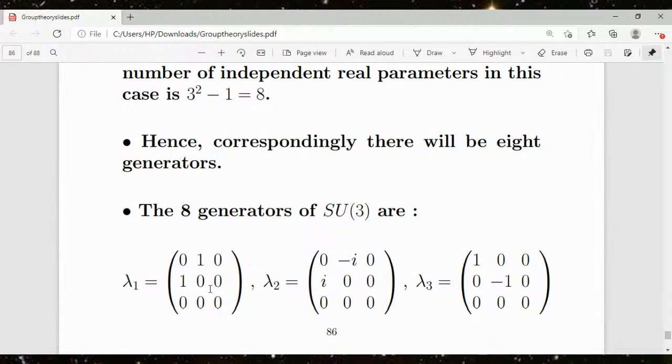lambda 1, which is 0, 1, 0, 1, 0, 0, 0, 0, 0. As you can see, the first 2 cross 2 block diagonal element is related to the Pauli matrix sigma x. The second generator is lambda 2, which is 0, minus i, 0, i, 0, 0, 0, 0, 0. Again, you can see that the top block diagonal element 0, minus i, i, 0 is nothing but sigma y of the Pauli spin matrices. Lambda 3 generator is 1, 0, 0, 0, minus 1, 0, 0, 0, 0. Again, you can see the first block diagonal part 1, 0, 0, minus 1 is nothing but the sigma z Pauli spin matrix.